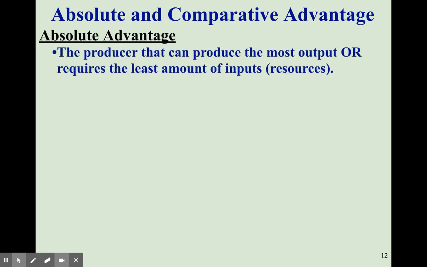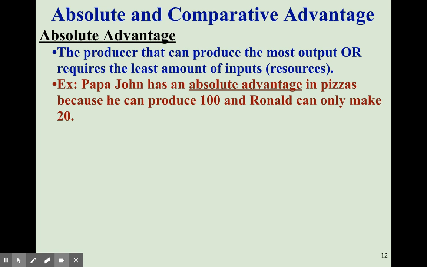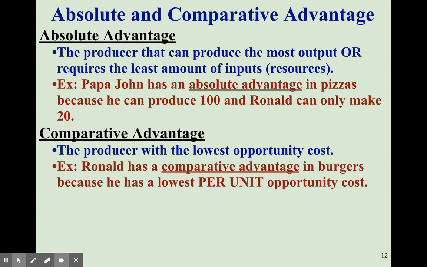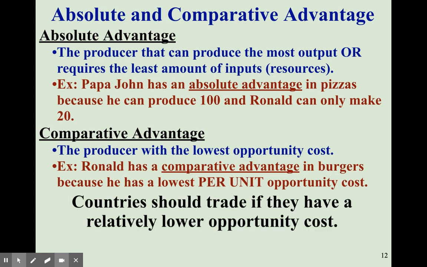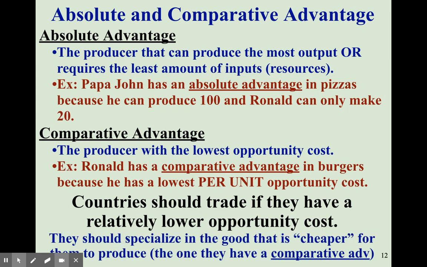Absolute advantage is when a producer can produce the most output or requires the least amount of inputs. Papa John has the absolute advantage when it comes to pizzas. He can make 100, Ronald can only make 20. Comparative advantage, however, looks at the lowest opportunity cost. Ronald has the comparative advantage when it comes to burgers because he has a lower per unit opportunity cost. Therefore, countries should trade if they have a relatively lower opportunity cost. They should specialize in the good that is cheaper, the one that they have a comparative advantage in.